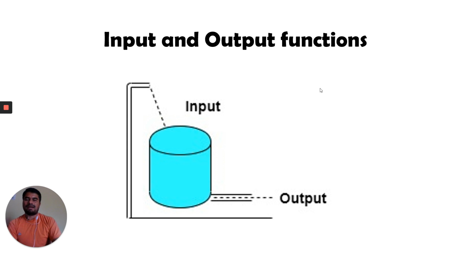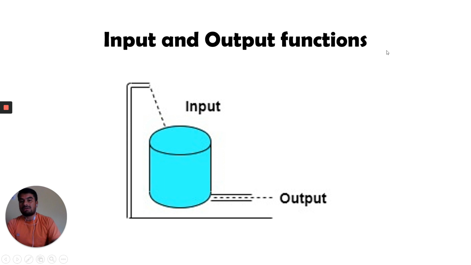Now, one more concept: input and output functions. In a program, what exactly will we be doing? We'll give some input to the program and we need to get a desired output. One good example: if I want to add two numbers, 2 plus 2, I will give the input as two numbers, 2 and 2. Finally, I am expecting 2 plus 2 to be added, and I should get a number called 4, right?